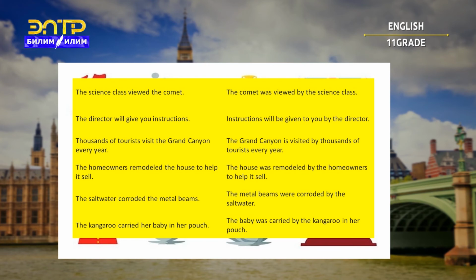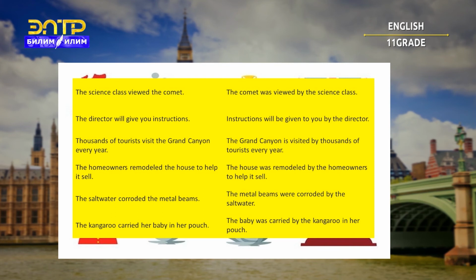Thousands of tourists visit the Grand Canyon every year. The Grand Canyon is visited by thousands of tourists every year. The homeowners remodeled the house to help it sell. The house was remodeled by the homeowners to help it sell.